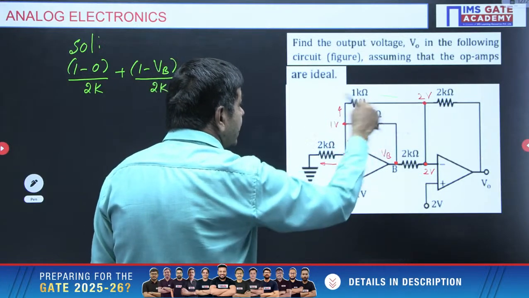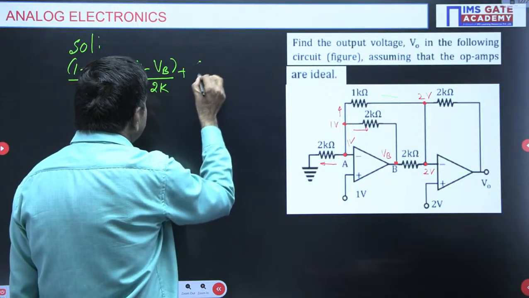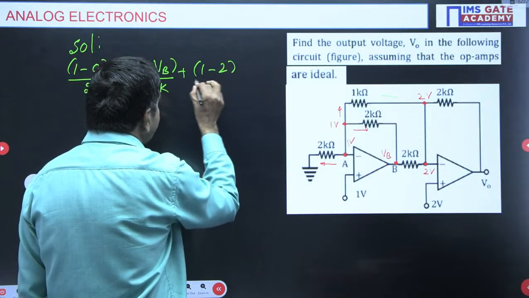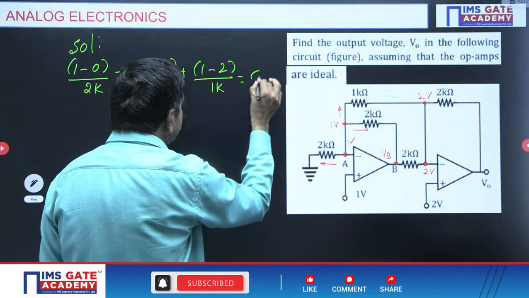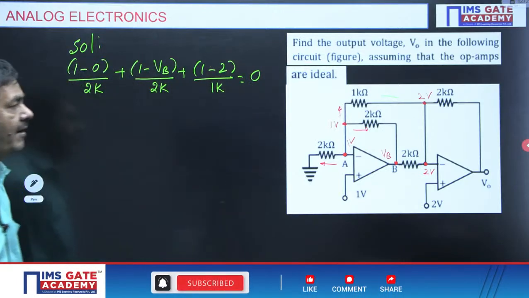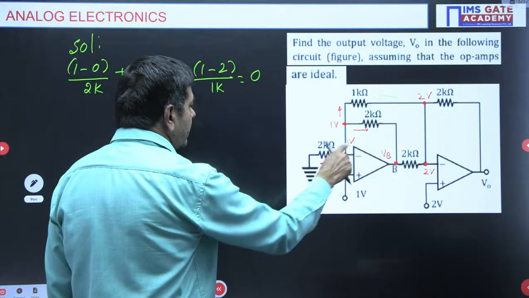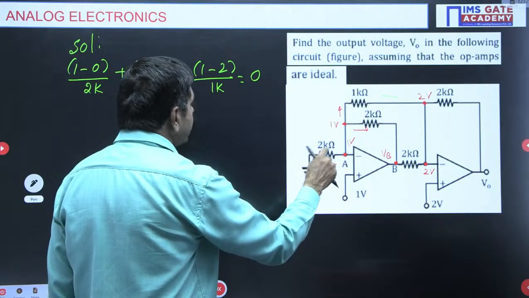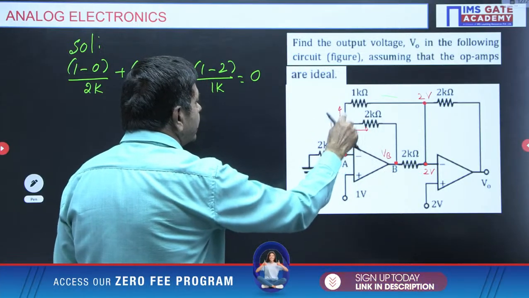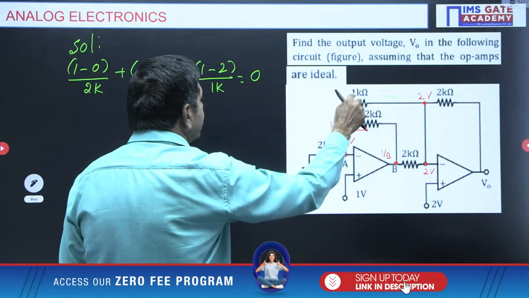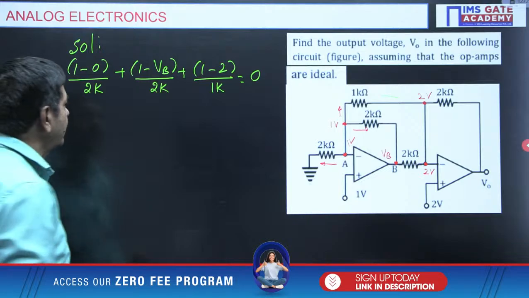What about this current? 1 minus 2 divided by 1k. This is equal to 0. The summation of all the currents is 0. Once again repeating: this current is 1 minus 0 by 2k, this current is 1 minus VB by 2k, and this current is 1 minus 2 by 1k. These are the 3 currents passing here.